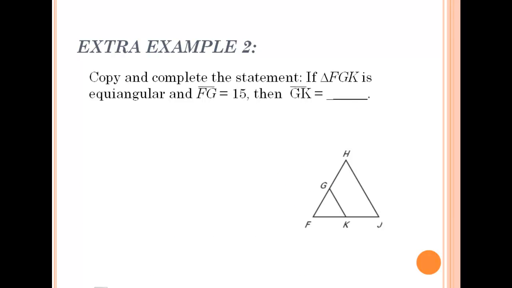Look at your extra example 2 when you pause the video and try this one on your own. Okay, so it says copy and complete the statement. Triangle FGK is equiangular. So I'm going to put these markings. Triangle FGK. This is our small triangle, so I'm going to mark these angles as all the same. Okay. And segment FG is 15, so this is 15. Then segment GK equals, well, since it's equiangular, we know it's also equilateral. So all 3 of these sides are 15, so segment GK has to equal 15 as well.